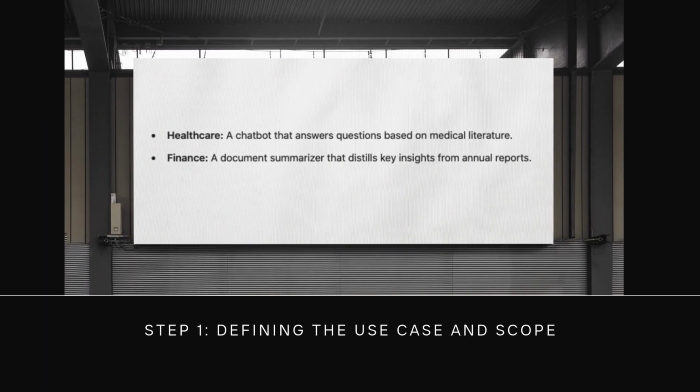Step 1. Defining the use case and scope. First, identify the target domain and specific application. Let's consider two examples. Healthcare, a chatbot that answers questions based on medical literature. Finance, a document summarizer that distills key insights from annual reports. Clearly define the goals, such as summarizing contracts, extracting insights from clinical trials, or providing regulatory updates.